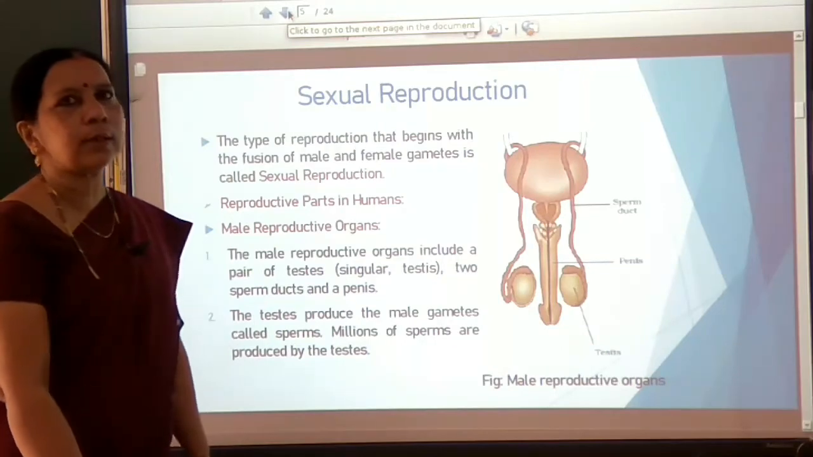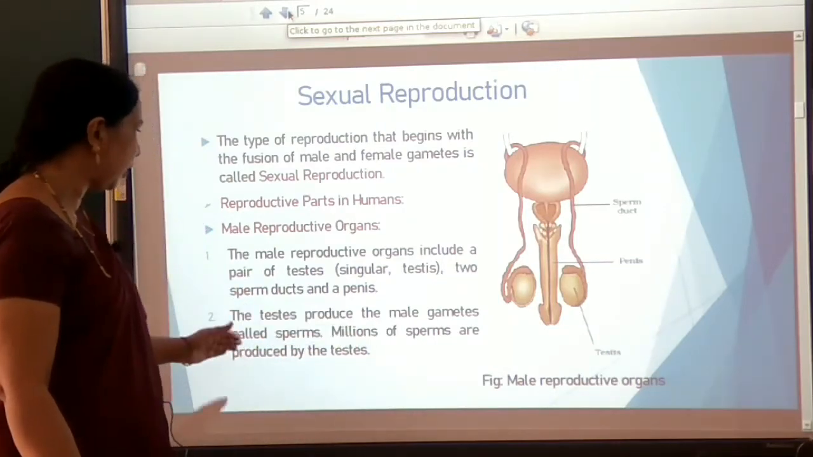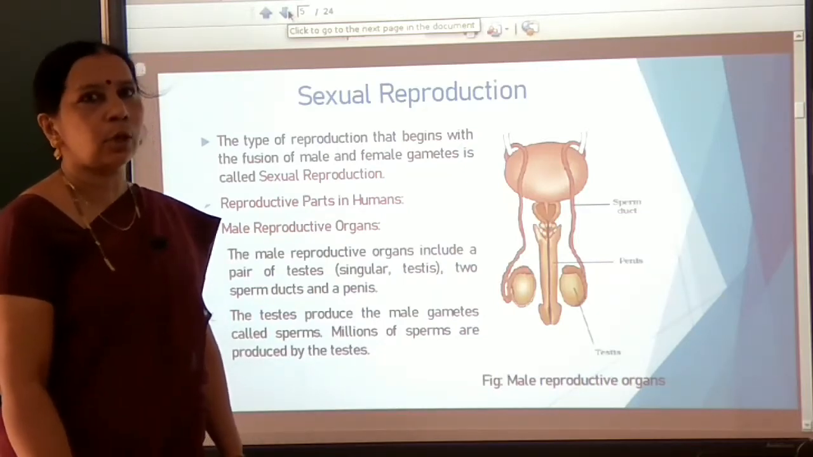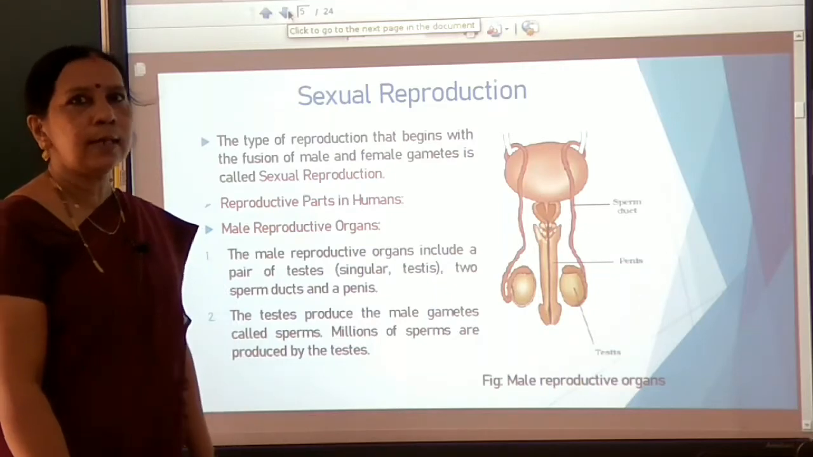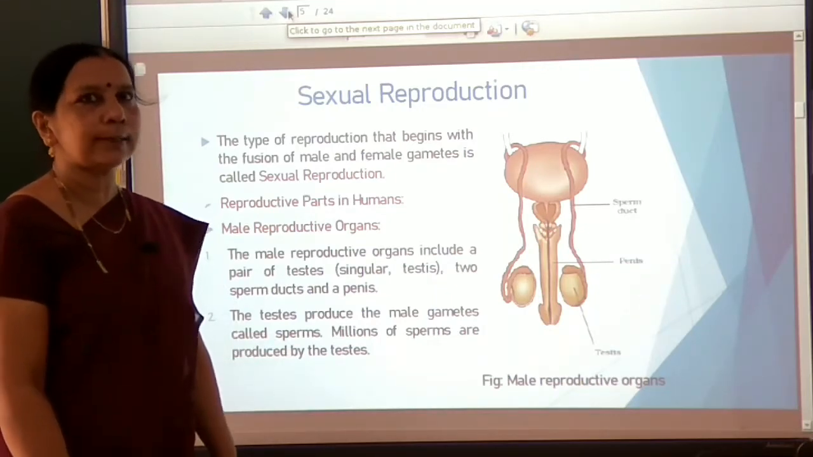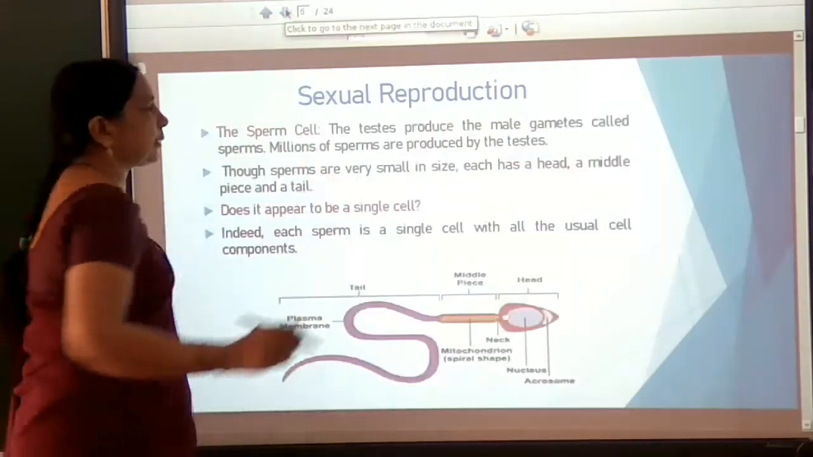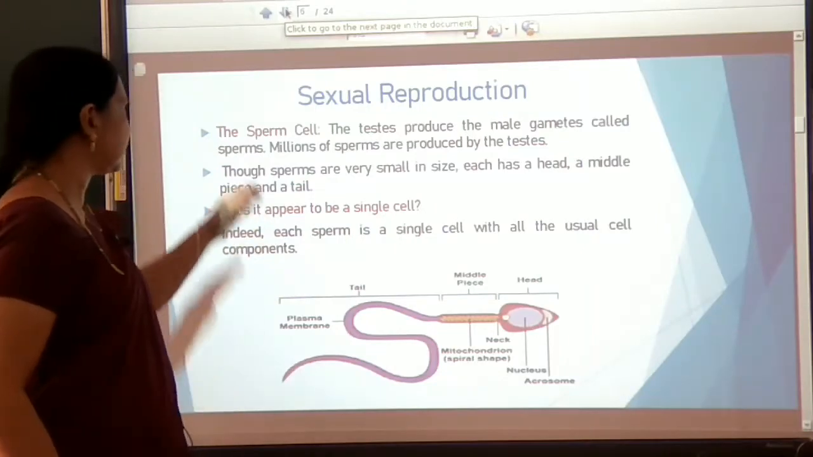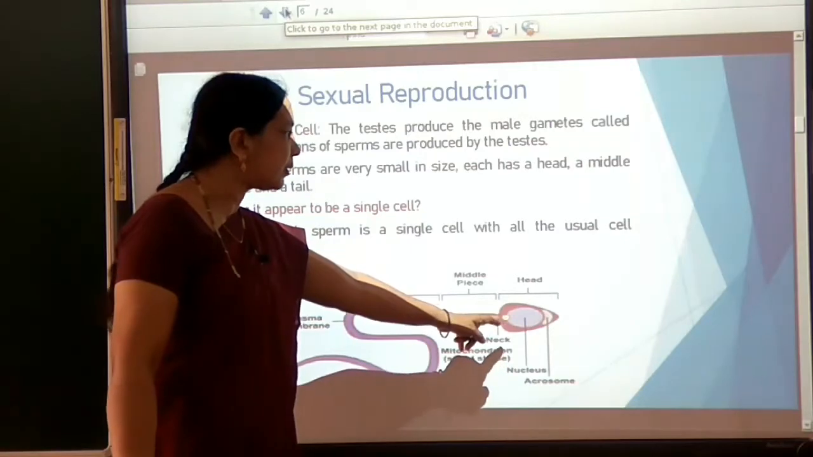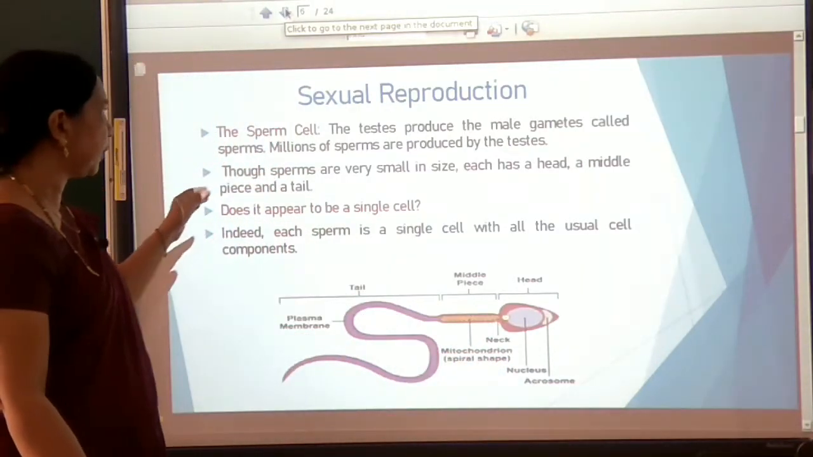What are the functions of the testes? The testes produce the male gametes called sperms and a hormone called testosterone, about which you will learn in the next lesson on reaching the stage of adolescence. Millions of sperms are produced in the testes. Observe the structure of the sperm cell: it has three parts, the head, middle piece and the tail. The tail helps in movement.